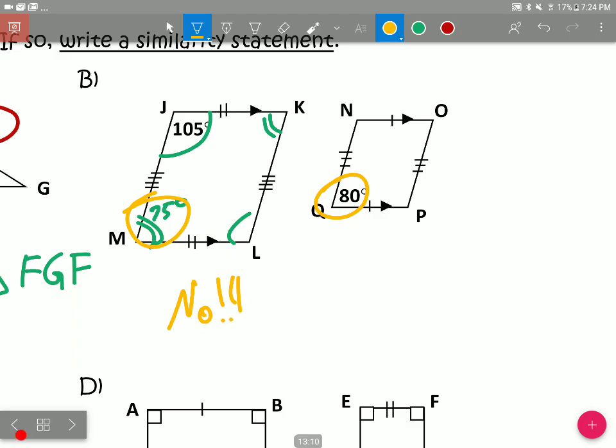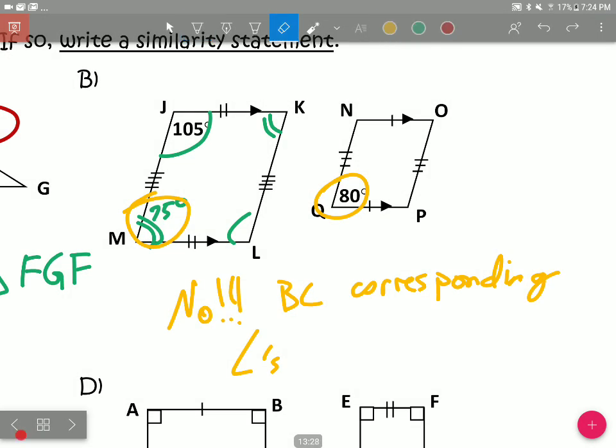no. And you can say, because corresponding angles are not congruent. All right, here's what I want you to do. I want you to pause the video and finish the rest of the page, and then I'll work through it real fast.